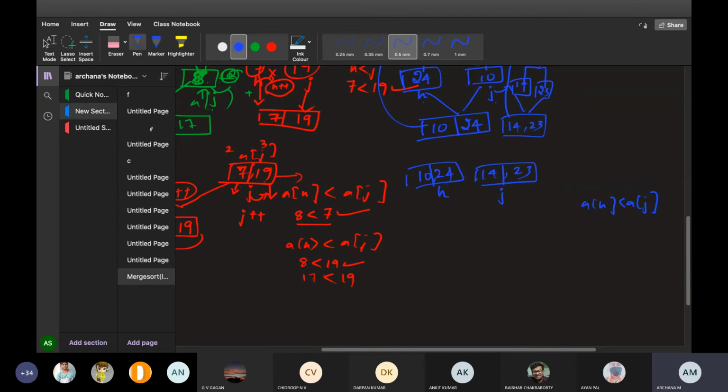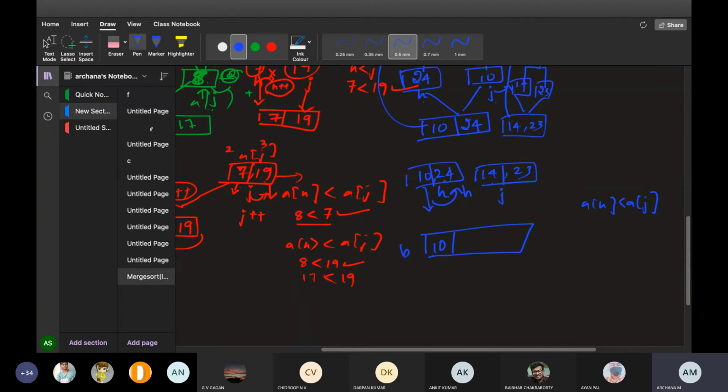Okay. Now compare this with this element. H is less than or equal to A of J. Is 10 less than 14? Yes, the condition is true. So put this element into a new array B. 10 I will put. This is the B element. Now increment the value of H. J will be here only.